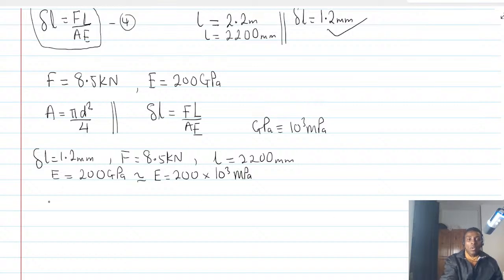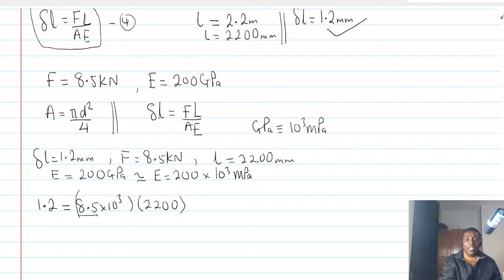So therefore, if I make the area the subject, let me just put the values inside. So it's going to be 1.2 equal to 8.5 times 10 to the power 3, which is in kilonewtons, right? And then the length was given as 2.2 meters, which is the same as 2200 millimeters.